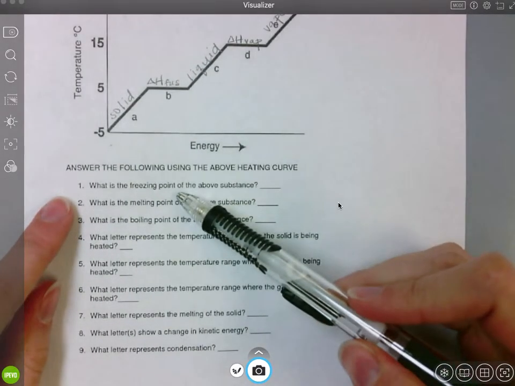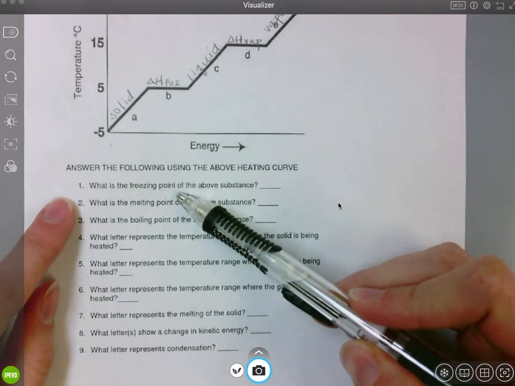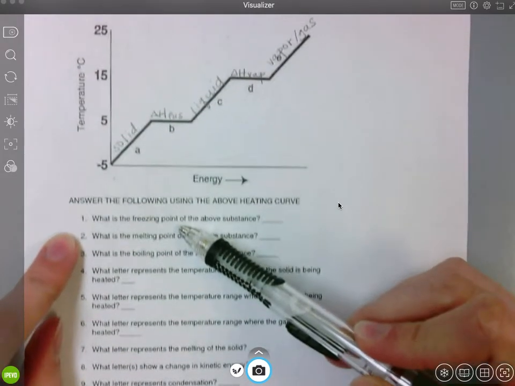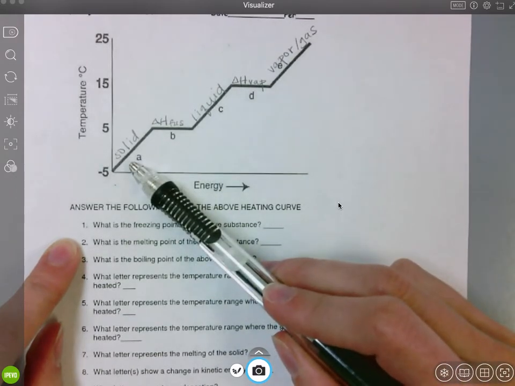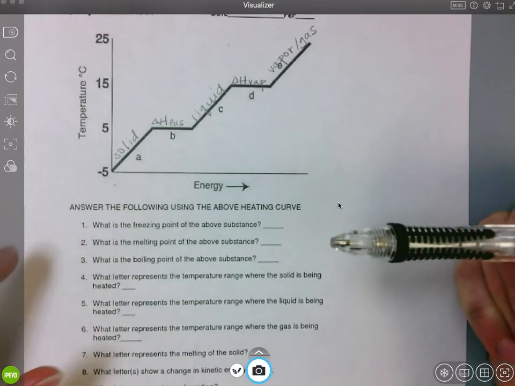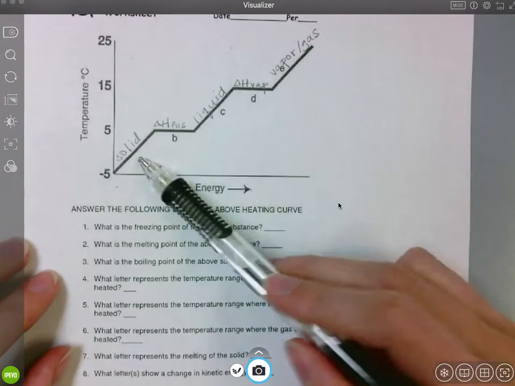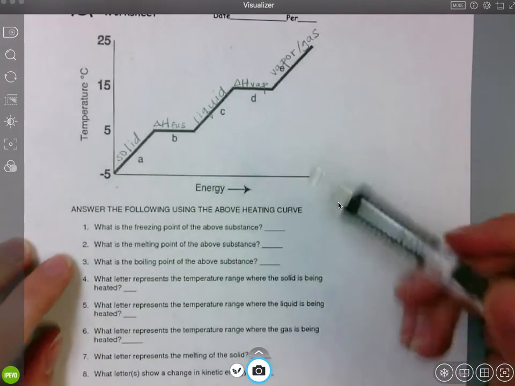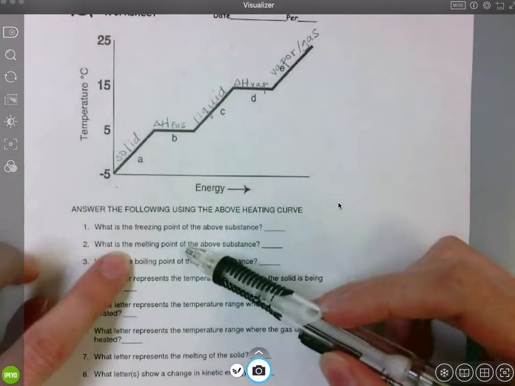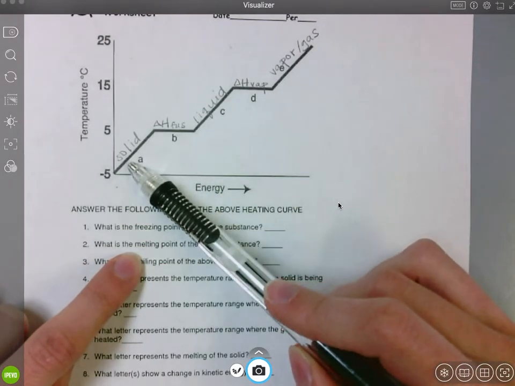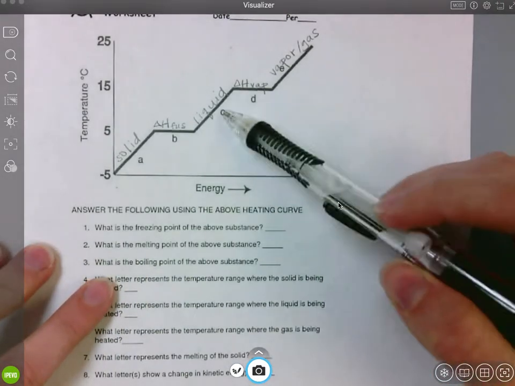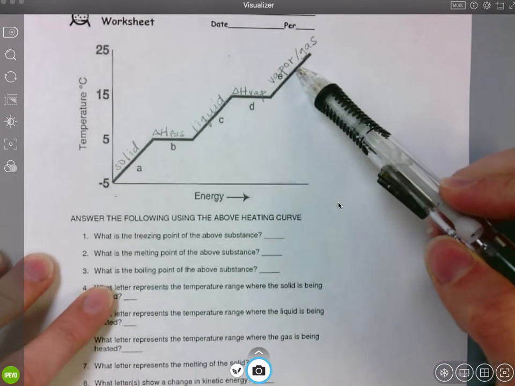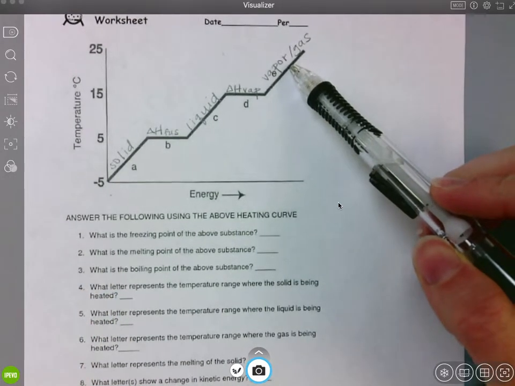Let's talk about a few terms. Freezing point is the point where we're going between a liquid and a solid. So freezing ice, like water, we're going from water to a solid, to ice. Melting point is the point where we're going from a solid to a liquid. Boiling point is where we're going from a liquid to a gas, the temperature required for that.